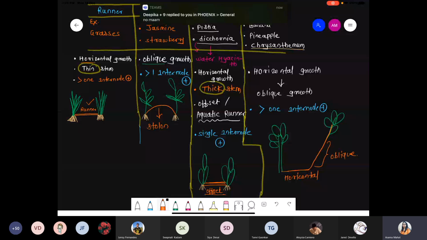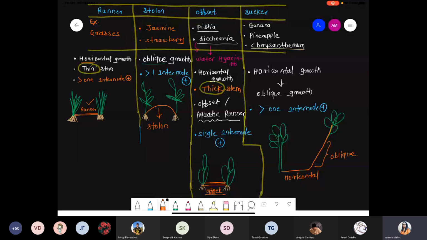Next part we are talking about modification of aerial stem. We discussed modification of underground stem already. Now we discuss modification of subaerial stem. Now we are talking about modification of aerial stem. Okay, should I continue?